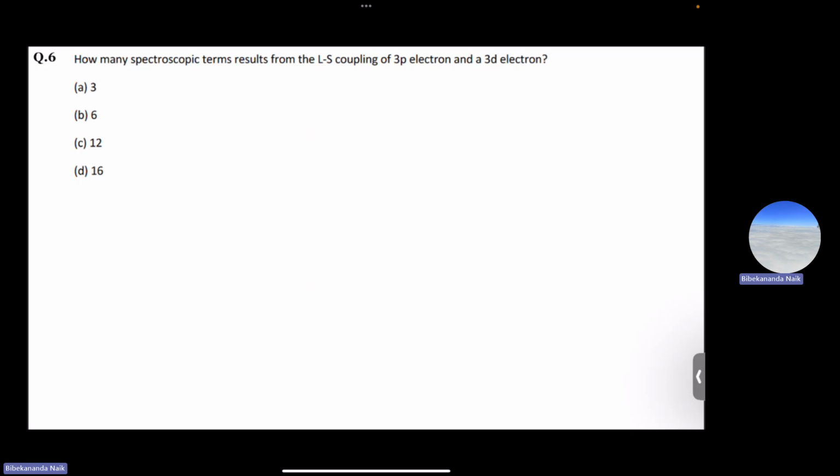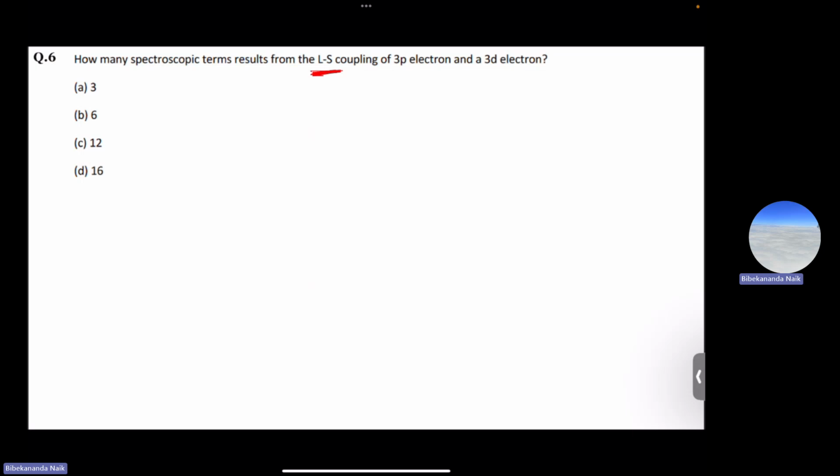So this question is based on the concept of LS coupling. In LS coupling, what happens? First, individual L, they are added vectorially to give us the total L. Then individual spin quantum numbers undergo vector addition to give us total spin capital S. Then the L and S give the value of J. So corresponding to the value of L, S, and J, there will be spectroscopic terms.